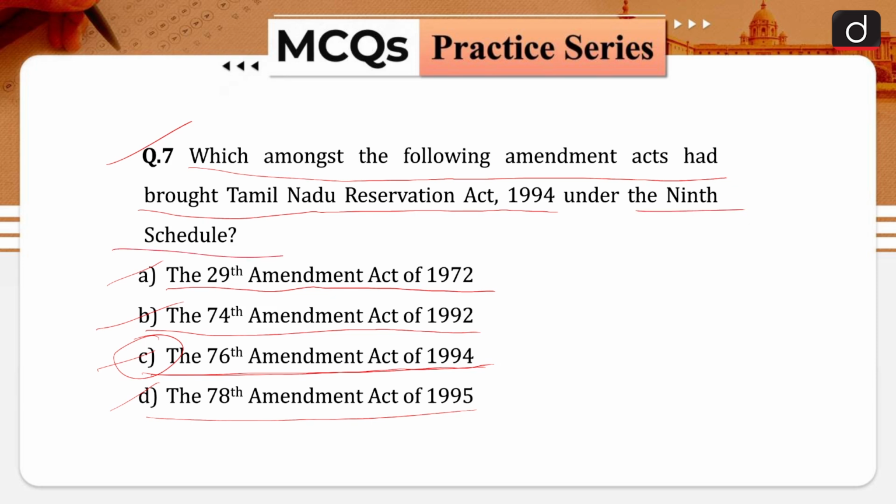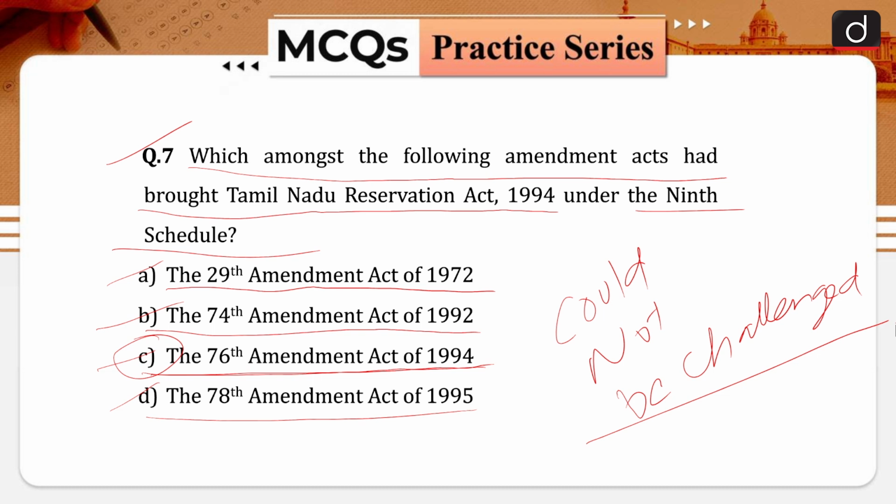And what is the 9th Schedule? The laws which are placed in the 9th Schedule could not be challenged before the courts in India. But in the IR Coelho case, the Supreme Court held that even if you are putting the law in the 9th Schedule, we can judicially review it if it is prima facie arbitrary in nature, if it is prima facie malafide in nature.